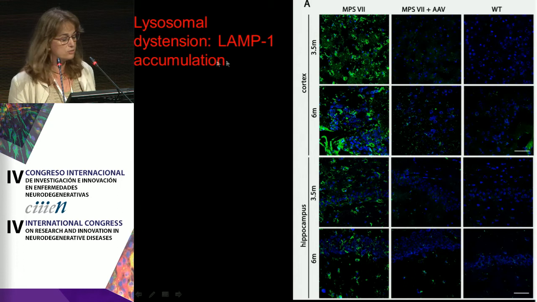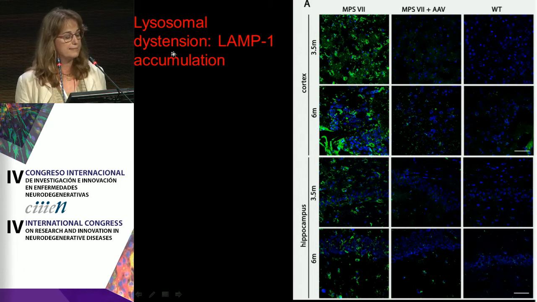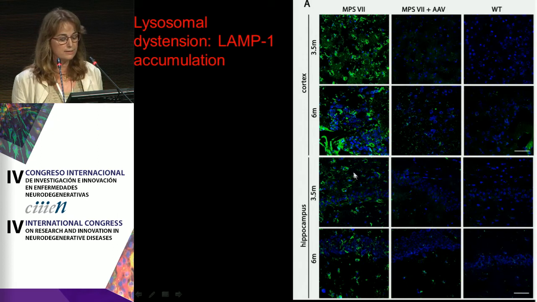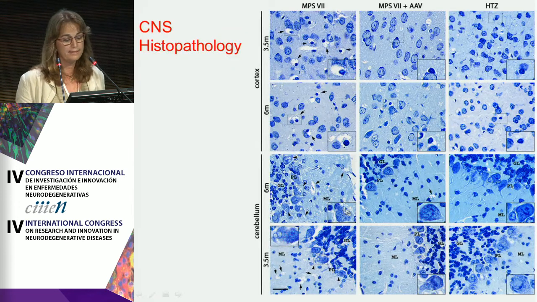We can detect the lysosomal distension also by immunohistochemistry using lysosomal markers like LAMP1. And you could see that in the non-treated animals, at short or long term, there is a huge increase of this marker that is reduced or almost absent, like in the wild type, in the treated animals at short and long term in different areas. Here I show you the cortex or the hippocampus. The histopathology in the central nervous system is also corrected.